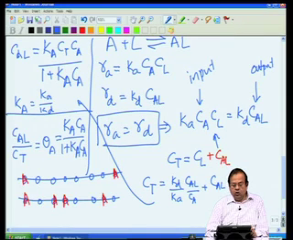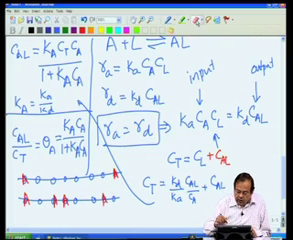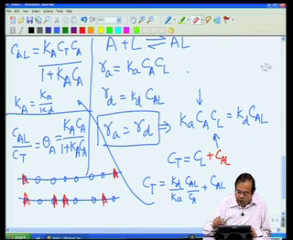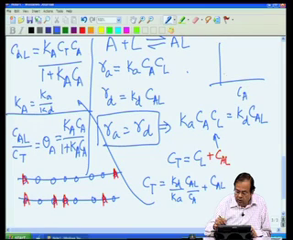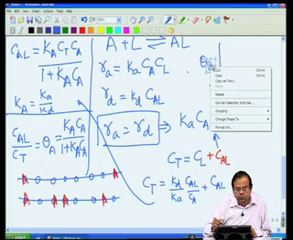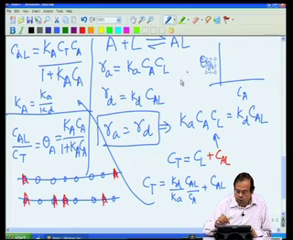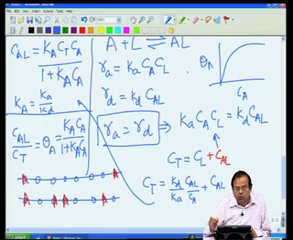What is a characteristic of this isotherm? The characteristic of this isotherm is, if I plot Ca versus theta A, it will be a hyperbolic curve like this. That is, when Ca is small, concentrations are small, the number of occupied sites will also be small.